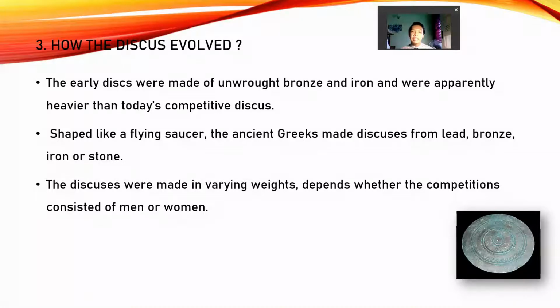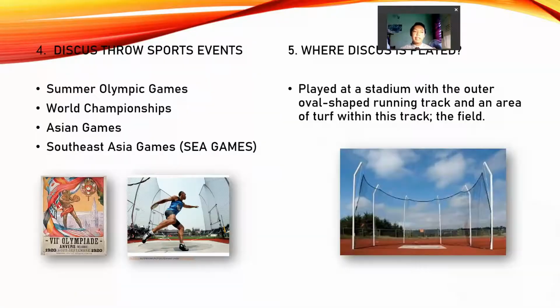The ancient Greeks made discus from lead, bronze, iron, or stone. The discus were made in varying weights, depending on whether the competition consisted of men or women. Men and women throw different sized discus with varying weights depending on age. The weight of the discus is governed either by World Athletics for international competition or USA Track and Field for the United States. And then the last slide.